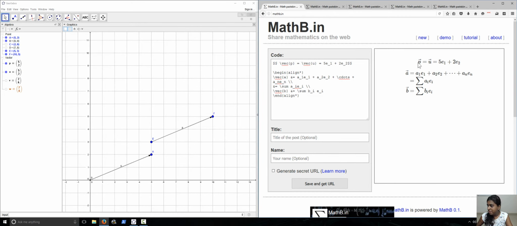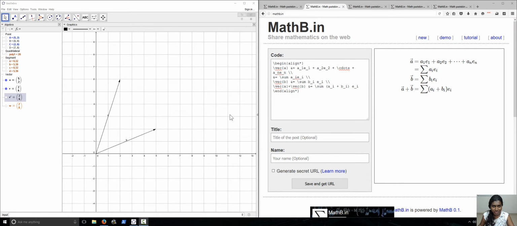The way you represent them is by saying it's 5 times E1 plus 2 times E2. In general, a vector can be represented as sum of A1 E1 plus A2 E2 etc. Or succinctly we just write sigma AI EI. Similarly, any vector b can be written as sigma bi ei.